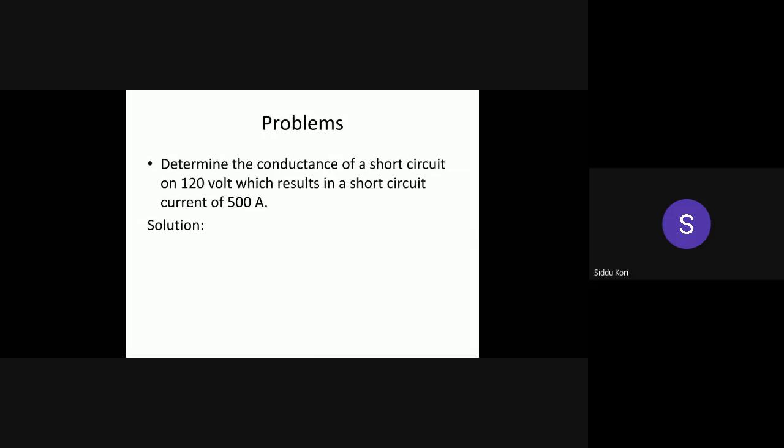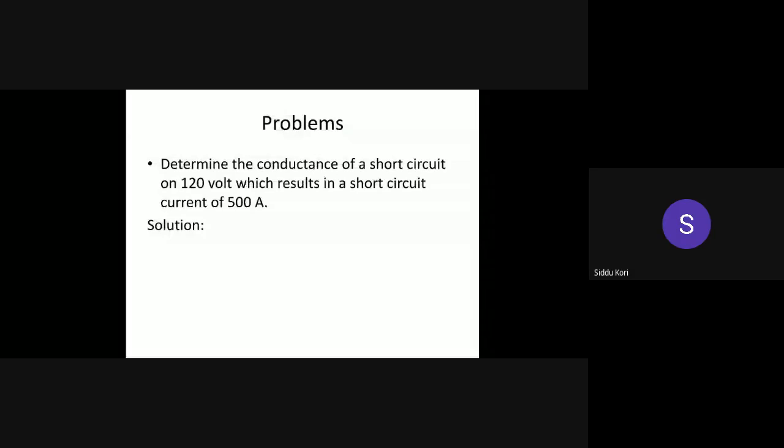So everyone understood, this is also very simple: conductance G equals current by voltage, or I by V. Conductance is what is required, they have asked what is the conductance. You have I, meaning current, you have V, meaning voltage. So you just give G equals I by V and you get 4.16, which is the answer.